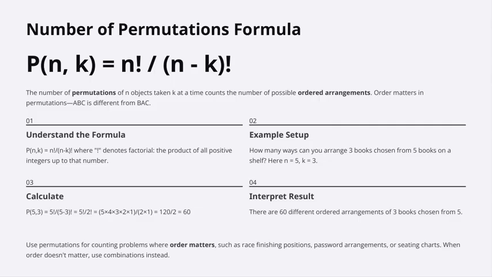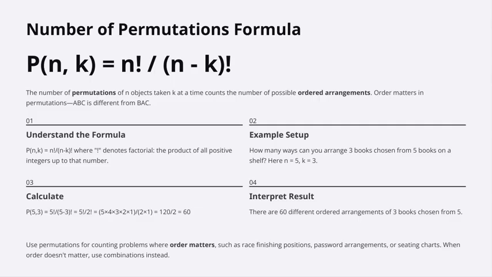P(n,k) equals n factorial over (n minus k) factorial. The symbol ! stands for factorial, which means multiplying all positive integers up to that number. For example, 5 factorial is 5 times 4 times 3 times 2 times 1.